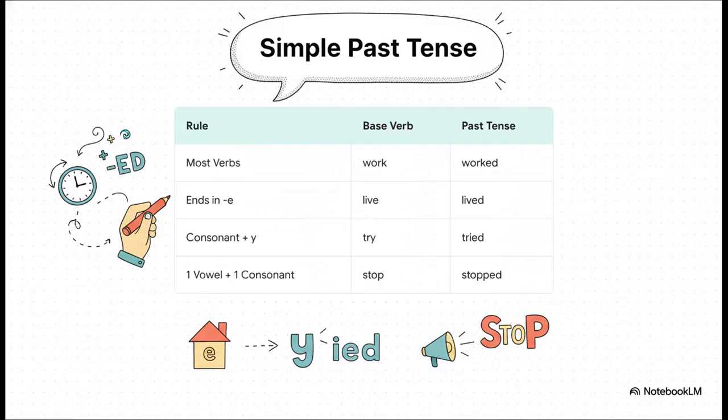So the good news? Most verbs in English are regular, which means they follow one simple rule. You just stick -ed on the end. Work becomes worked. Easy, right?